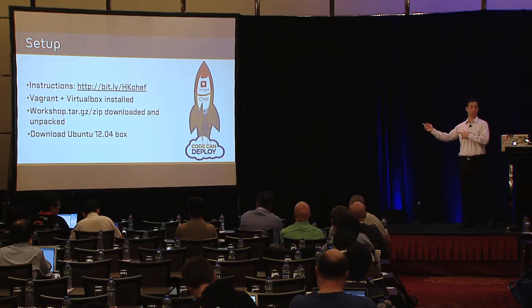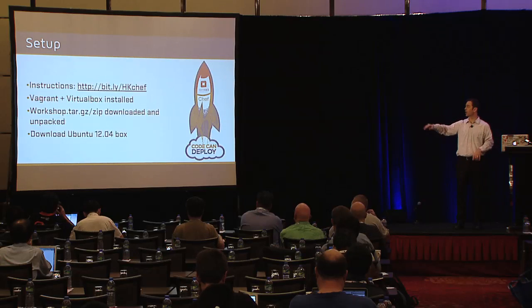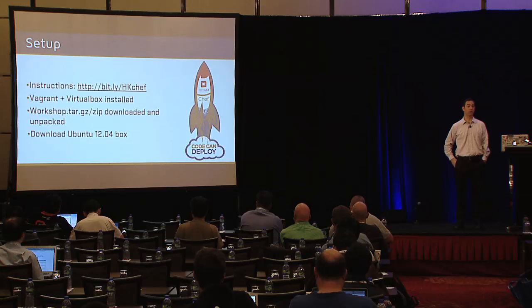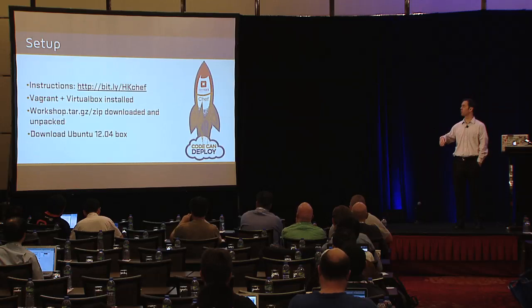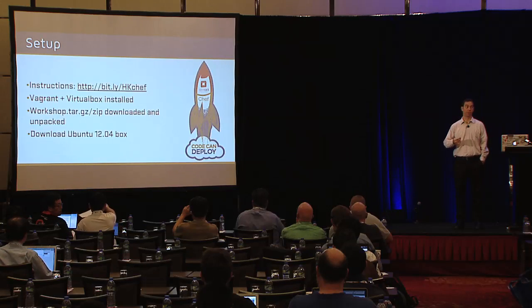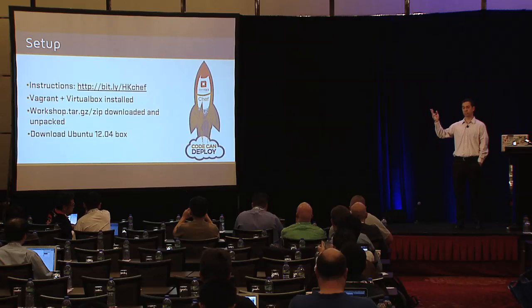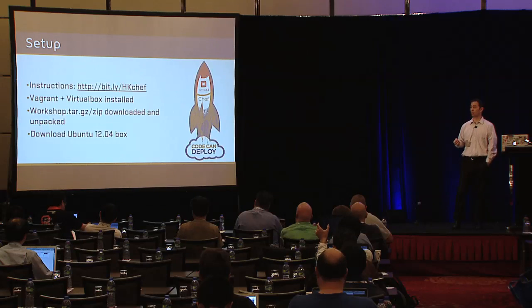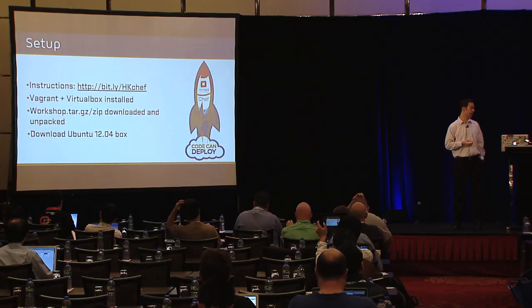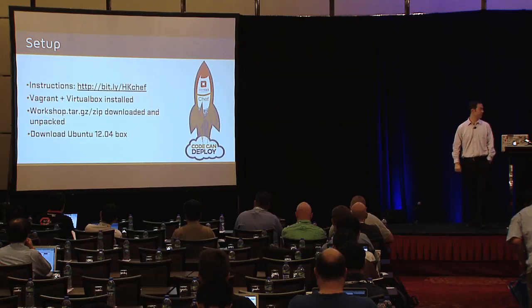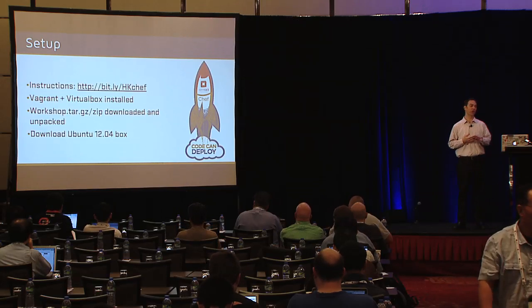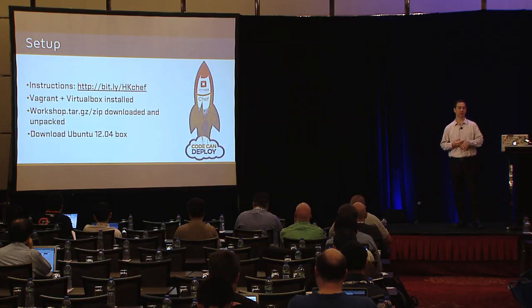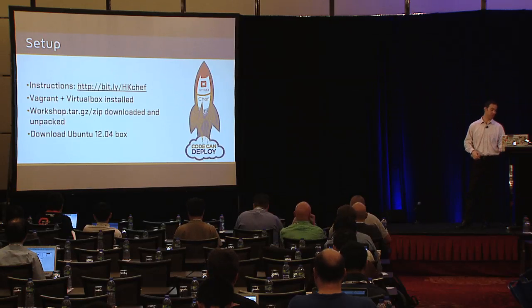So the setup. I posted this earlier. Bit.ly HK Chef. That's the instructions for how to set up the Vagrant demo. Once you have Vagrant and VirtualBox installed, there's a tarball of all this on the Rackspace mirror. It's also on GitHub. It's the OpenStack Chef repo, dash HK, which I think is in the instructions. And then you'll download a provisionless Ubuntu 12.04 box. It's just a vanilla, just enough operating system Ubuntu box. Nothing on it. Nothing up my sleeve.